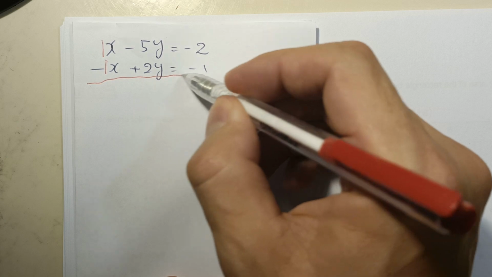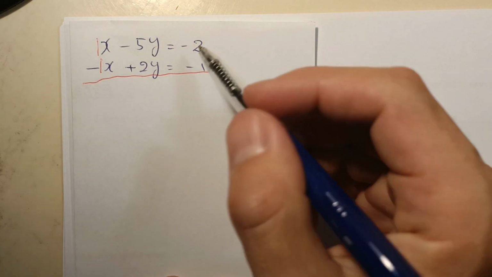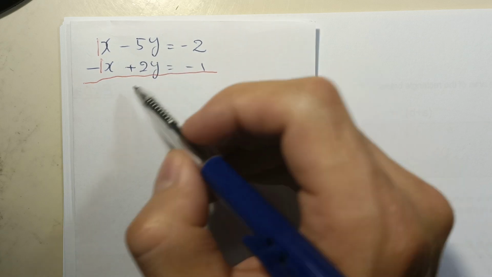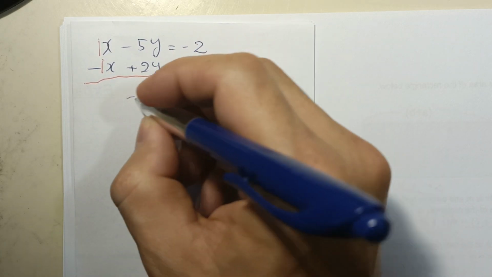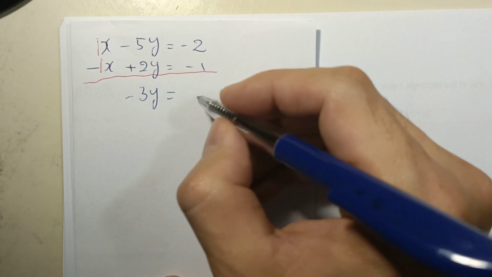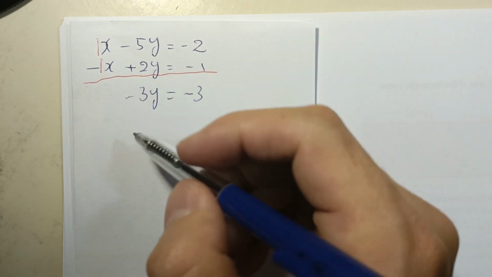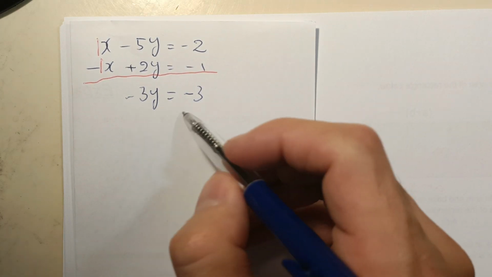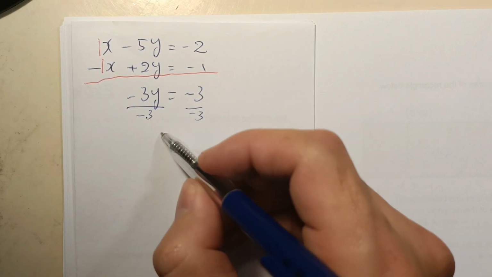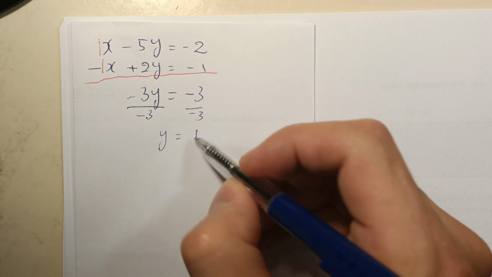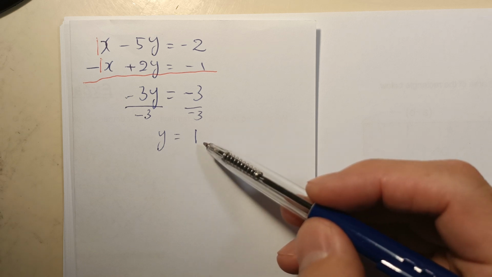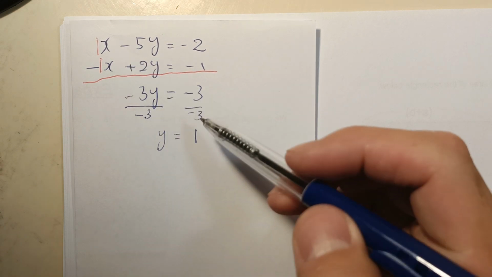So let's do it. This part is going to be cancelled, and in this part, minus 5y plus 2y is minus 3y, isn't it? Equal negative 2 take away 1 is negative 3. Then now, as a basic equation, if you divide by negative 3 on both sides, you can find the value of y. But this is not the end yet, because you always have to figure out the other variable, which is x.